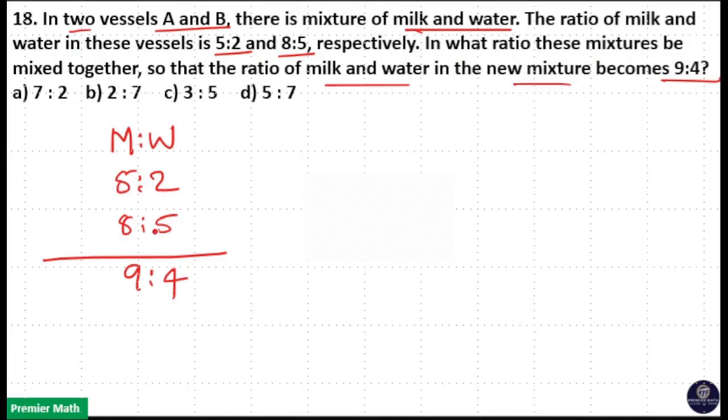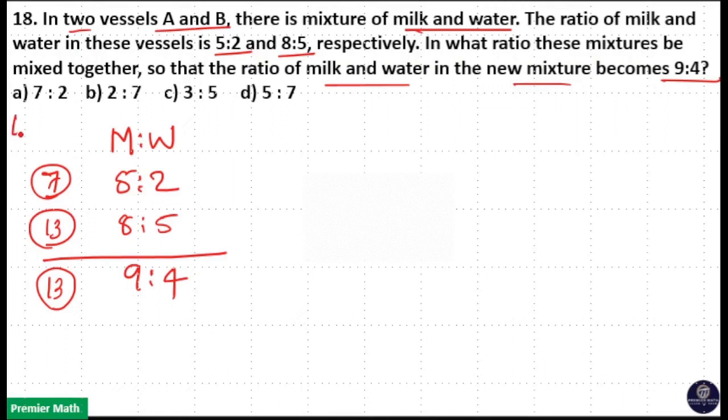So to find out the ratio, take the total parts here. 5 plus 2 is equal to 7 parts. 8 plus 5 is equal to 13 parts. 9 plus 4 is equal to 13 parts. You can see all these parts are unequal. So you need to equalize total parts in all these ratios.